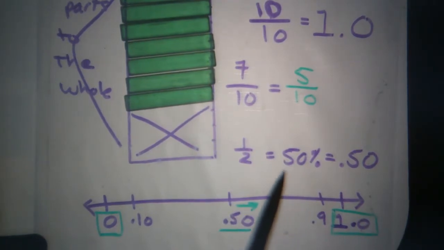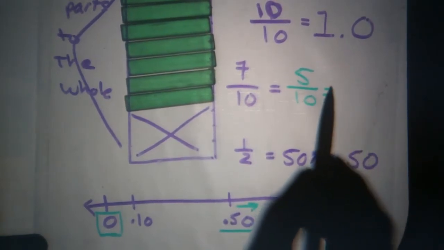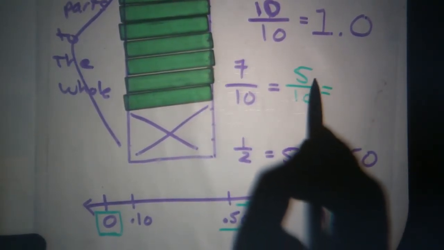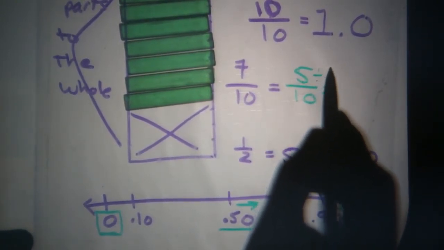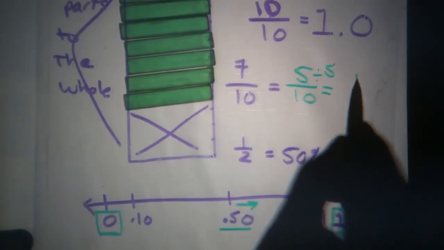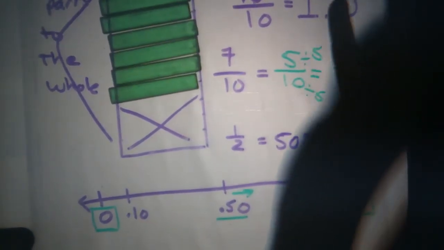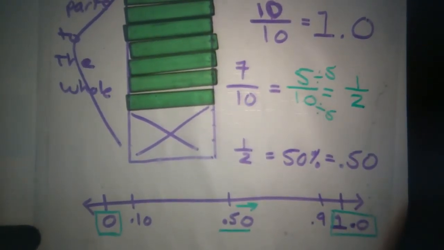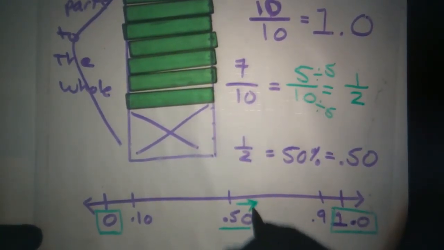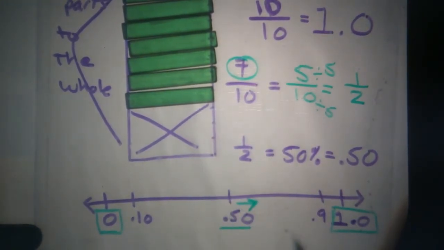If we were to reduce 5/10, how do we reduce it? Let's divide. Does 5 divide into 10? Yes, we can divide 5 by itself. That equals 1. Can we divide 10 by 5? Yes, we can. That's 2. 1/2. We know we have more than 1/2 because we have 7 pieces to our whole.